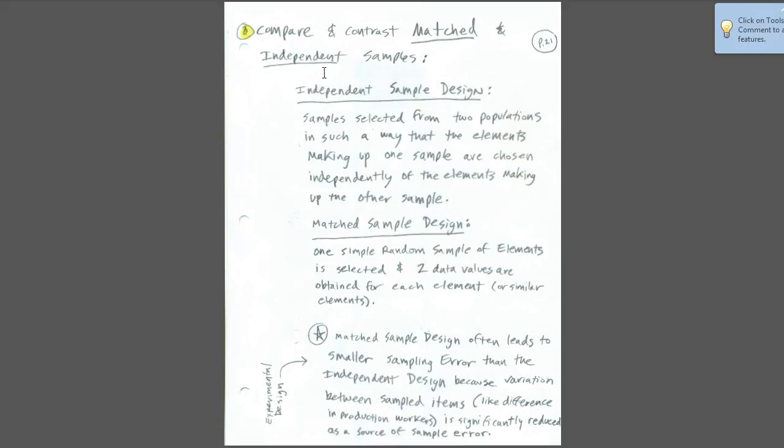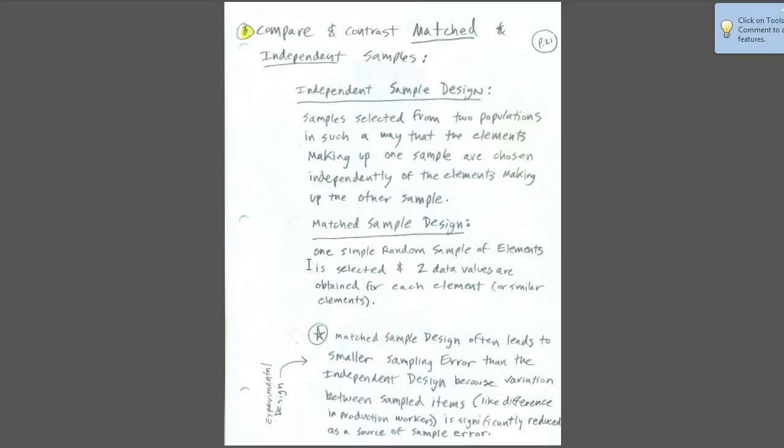Now, we want to compare and contrast matched or paired samples and independent samples. So independent sample design: samples selected from two populations in a way that the elements making up one sample are chosen independently of the elements making up the other sample. In our last video, we had miles per gallon for imported cars and domestic. Those were independent samples, not related in any way.